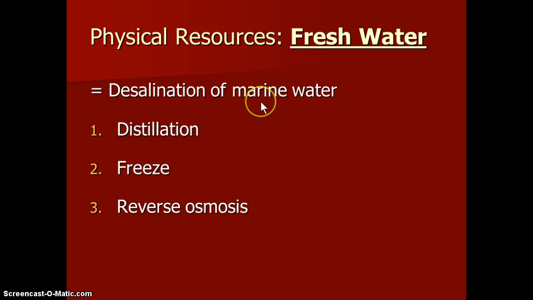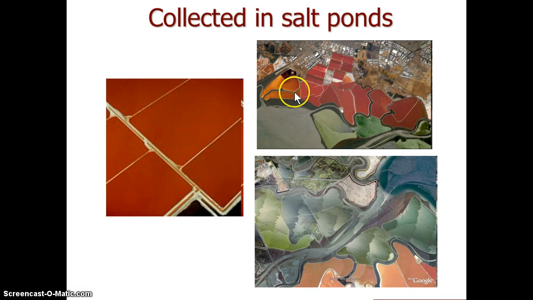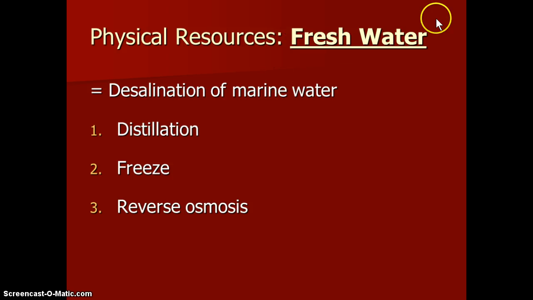The last resource we're going to talk about, physical resource, I should say, is fresh water. So it's salt water. If you remove the salt, what's left behind? Fresh water. And fresh water, potable drinking water, is one of the more important and highly limiting resources on Earth. There's still plenty of areas that just can't get enough drinking water.